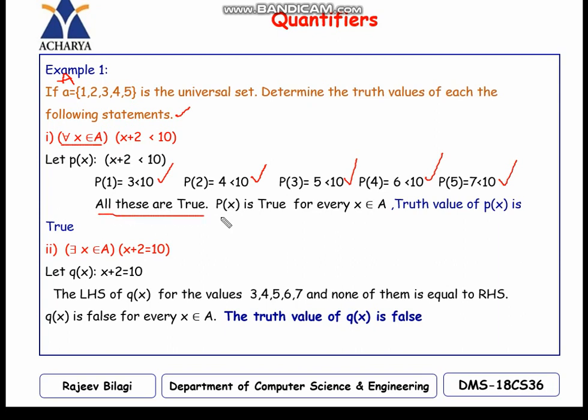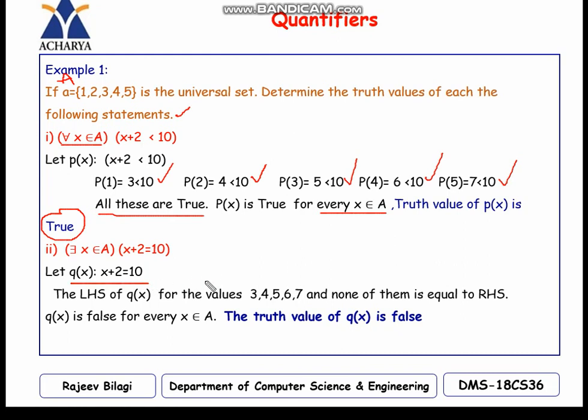That is, P of x is true for all the values of x that belong to A. So hence the truth value of this statement is true. Okay, next we will see: for some value of x that belongs to A, x plus 2 is equal to 10. Whether it is true or false, I'll take Q of x as x plus 2 is equal to 10.